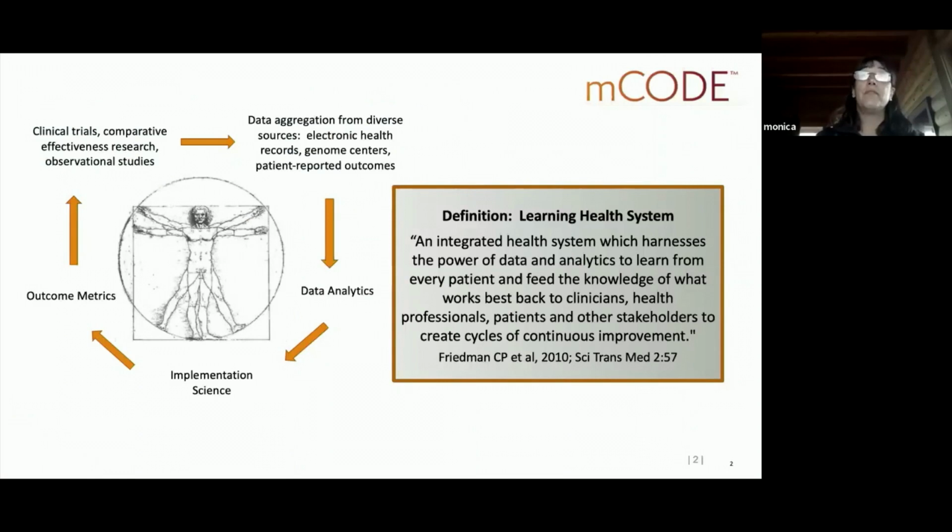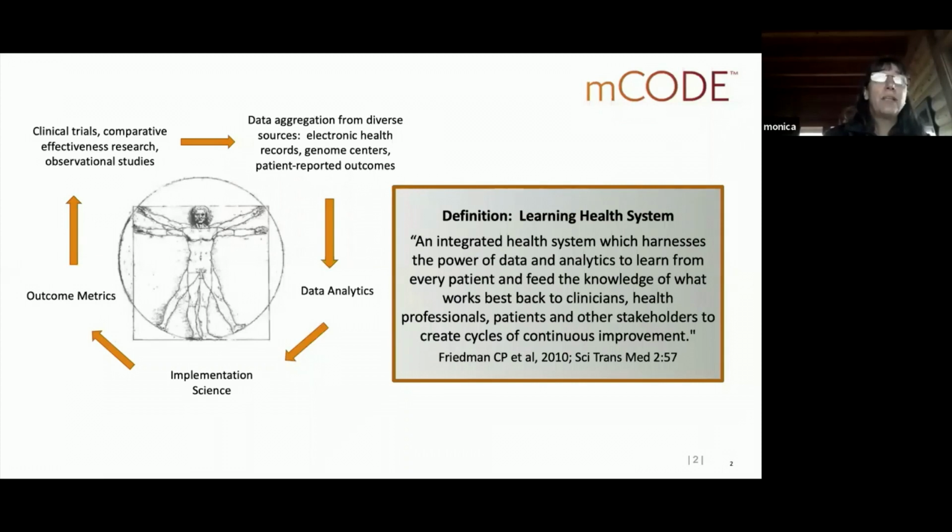And this is one of many definitions of the learning health system. It's one I personally like very much. An integrated health system which harnesses the power of data and analytics to learn from every patient and feed the knowledge of what works best back to clinicians, health professionals, patients, and other stakeholders to create cycles of continuous improvement.